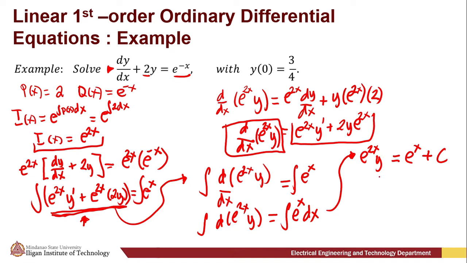To find the solution y of x, we divide the whole equation by e raised to 2x. So we have y equals e raised to x plus c over e raised to 2x.